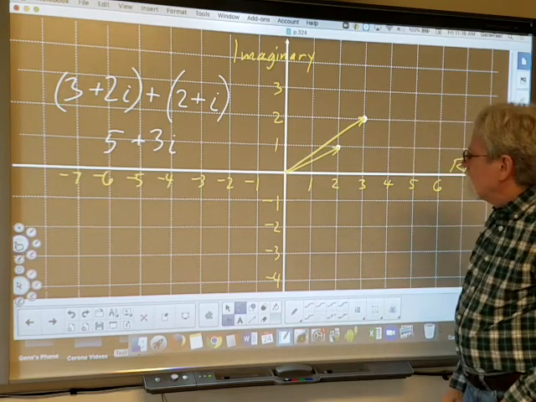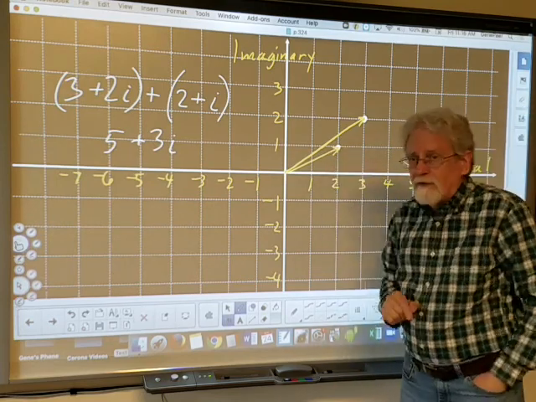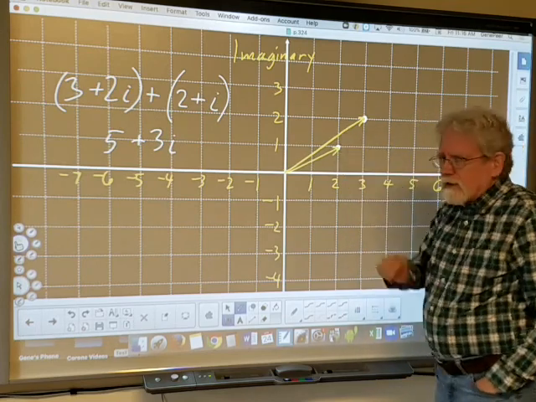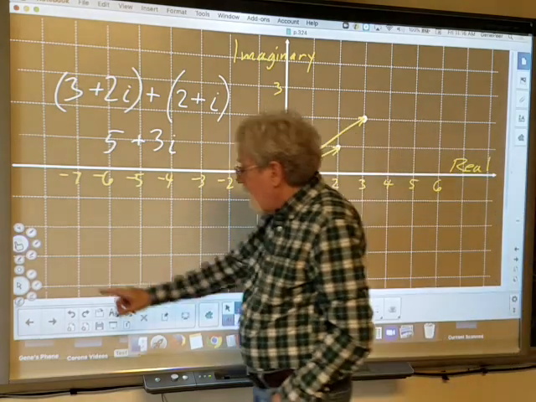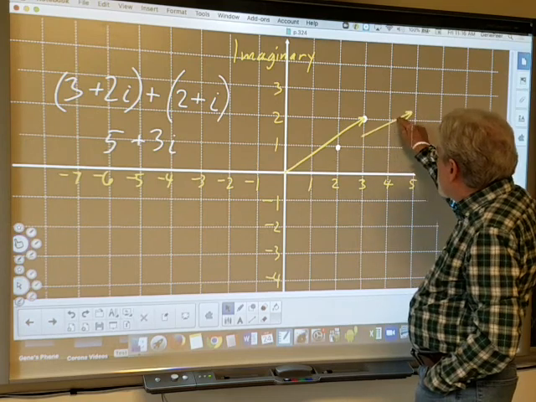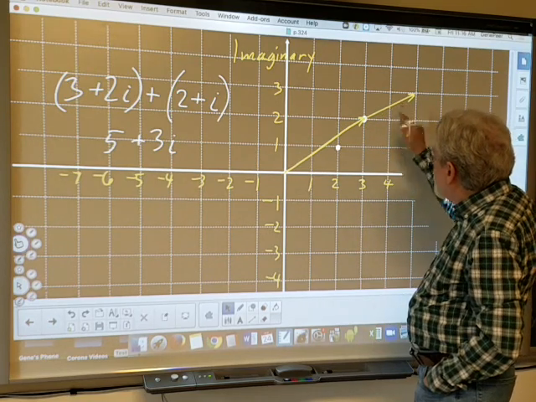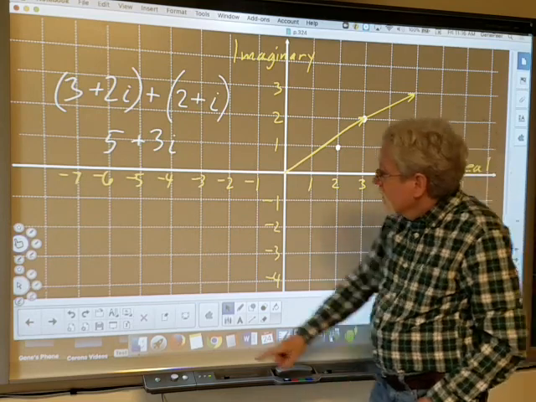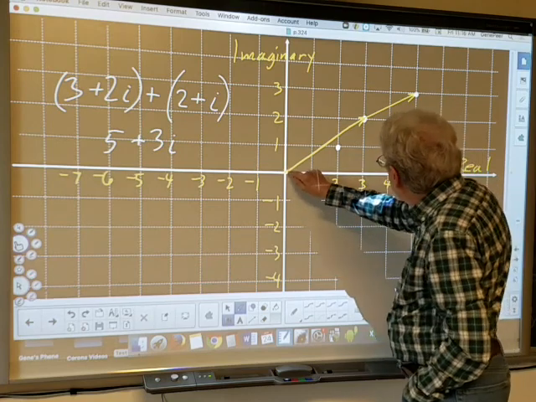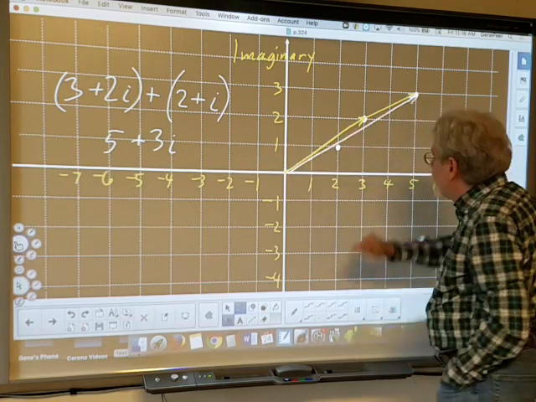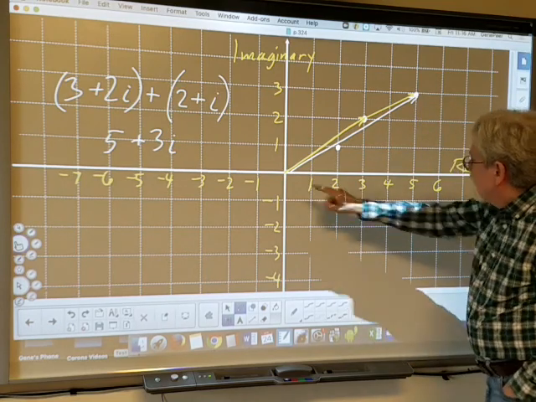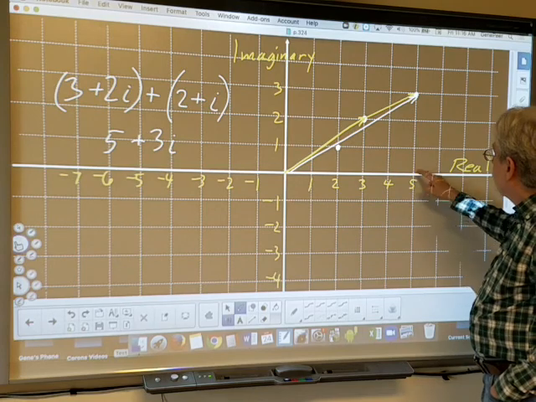Now, physics people, you may remember there are a couple of ways to add two vectors. We can add a vector by creating a parallelogram, or we can add vectors by grabbing one of them and moving it up here. We call that connecting them tip to tail. The place where we end up, right there, becomes the sum of the two vectors. Well, guess where we just ended up? We ended up at 5 plus 3i.